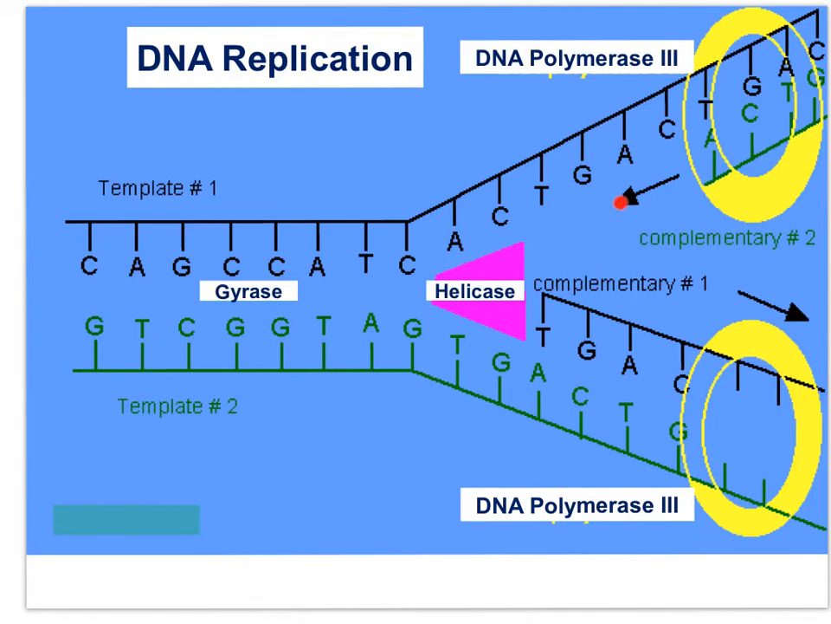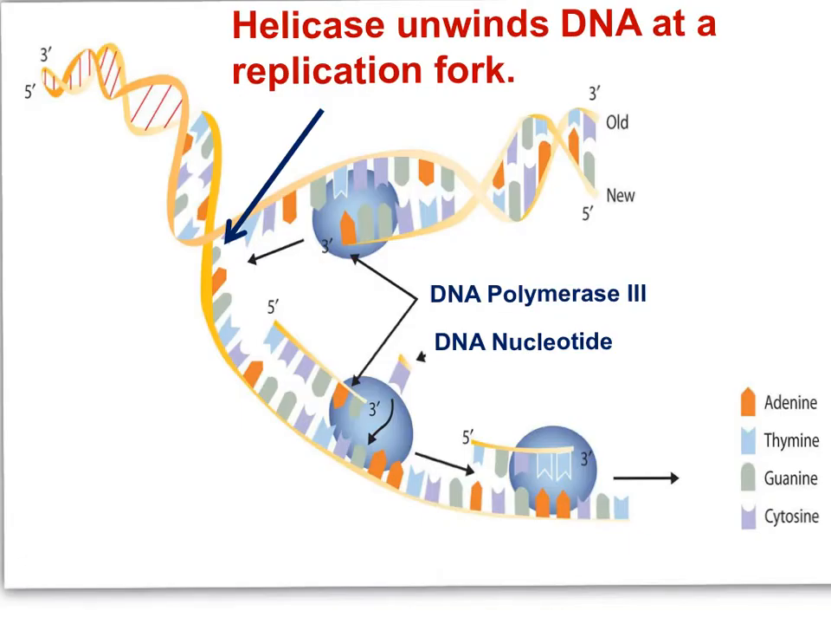Okay, simple enough along this strand, moving along as the DNA unwinds. But how does replication work on this strand if DNA polymerase moves in this direction, but the unwinding by helicase is occurring in this direction? Stay tuned. So here we can see the DNA unwinding.